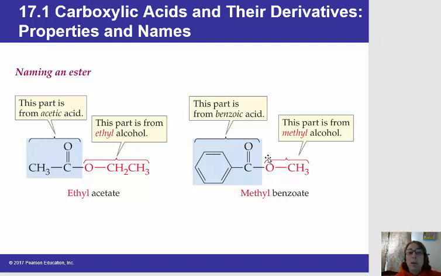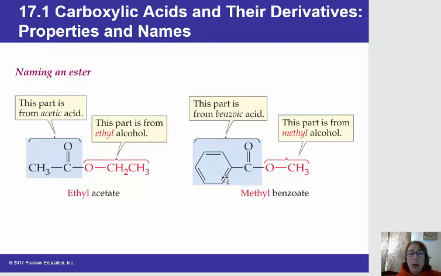And I look at the part of the ester that came from the alcohol. The O singly bonded to that carbonyl carbon, and its R group. The R group has one carbon, so that's methyl alcohol or methanol. So methyl benzoate. So it will take some practice, and give yourself some time to consider when you look at the structure of an ester.